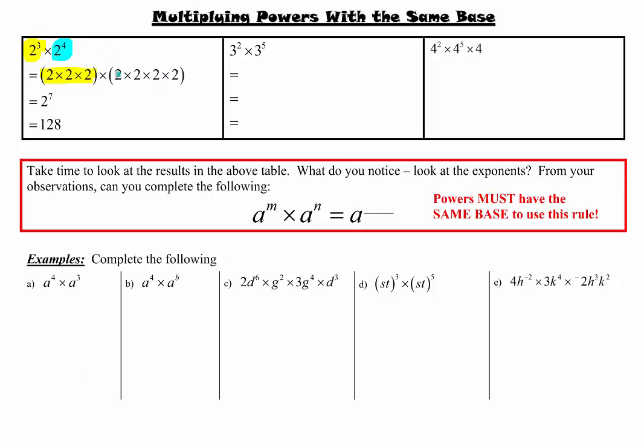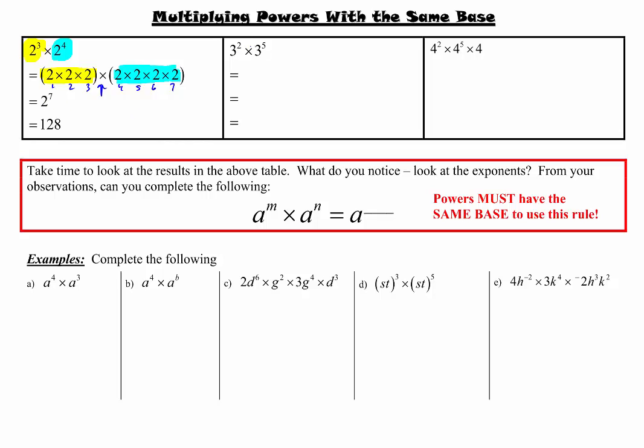2 to the power of 4 is 2 times 2 times 2 times 2. So that means I have 2 as my base, because I've got this multiplication sign in the middle here, and my power is 1, 2, 3, 4, 5, 6, 7. There's 7 2's. So 2 to the power of 7 is 128.